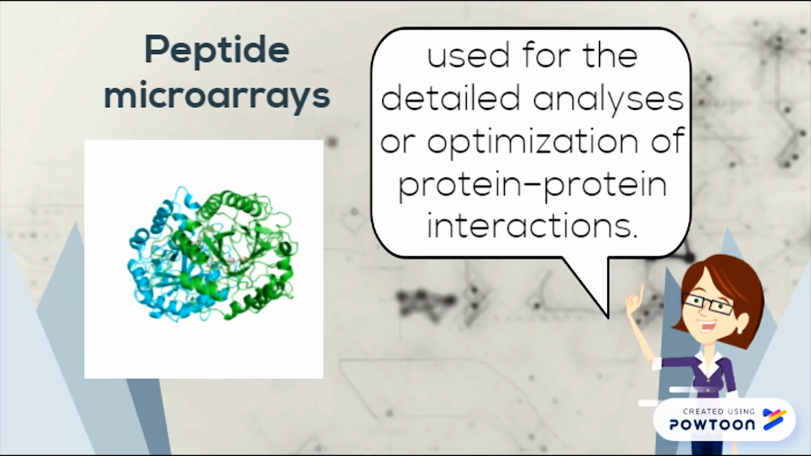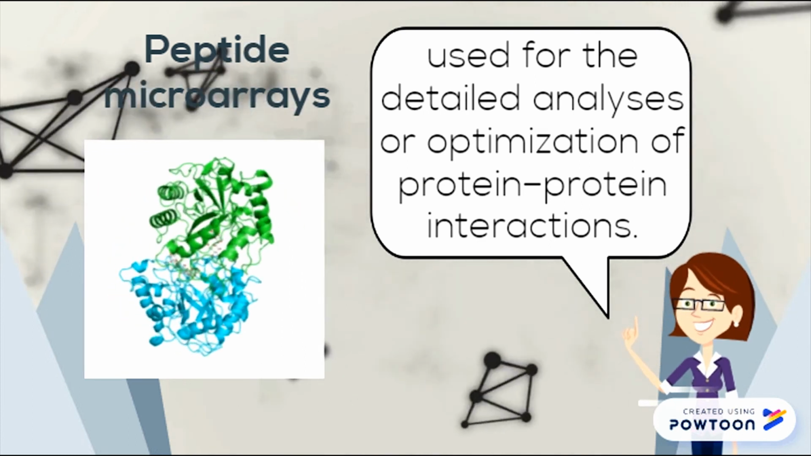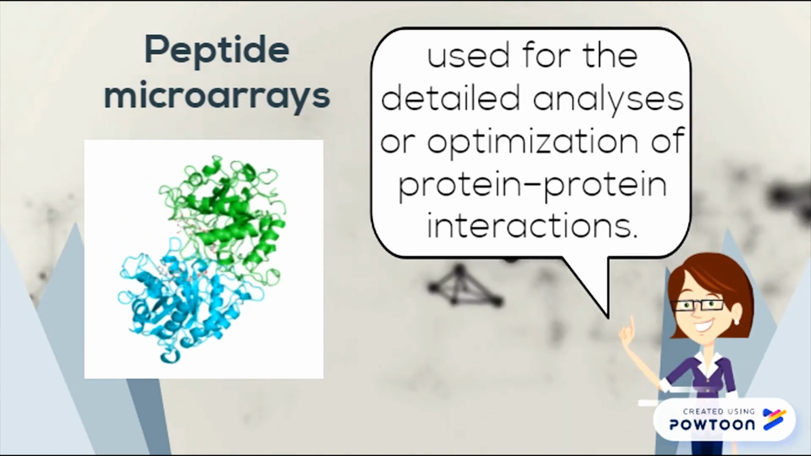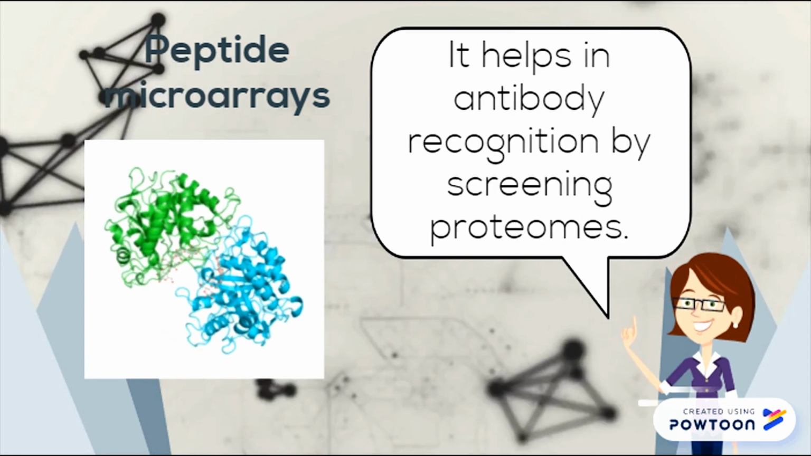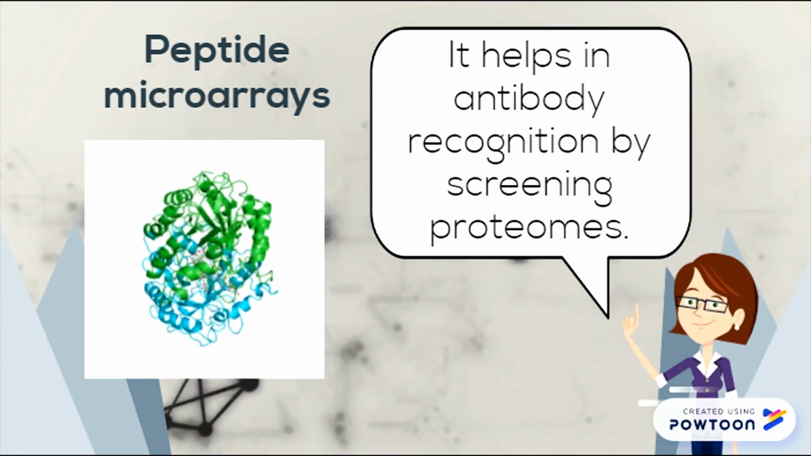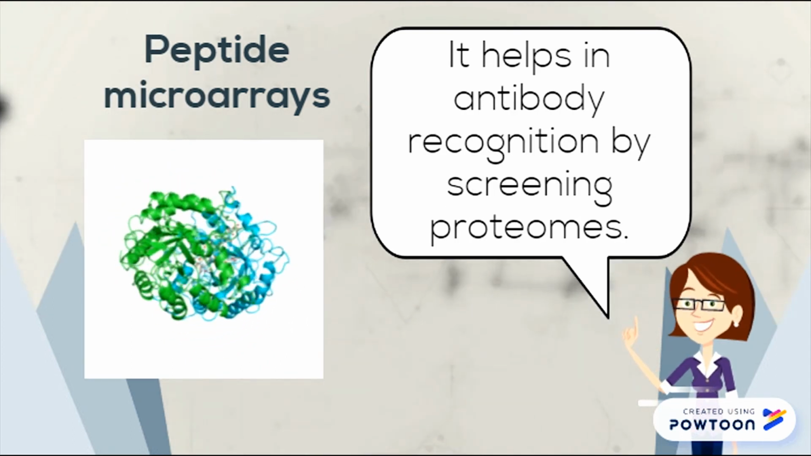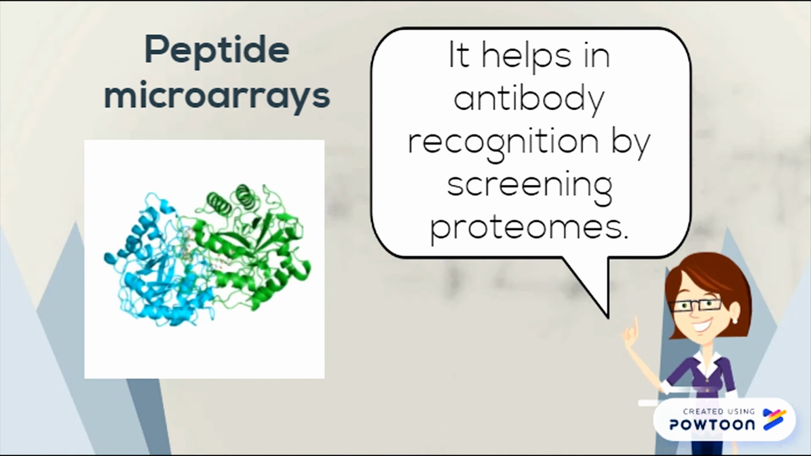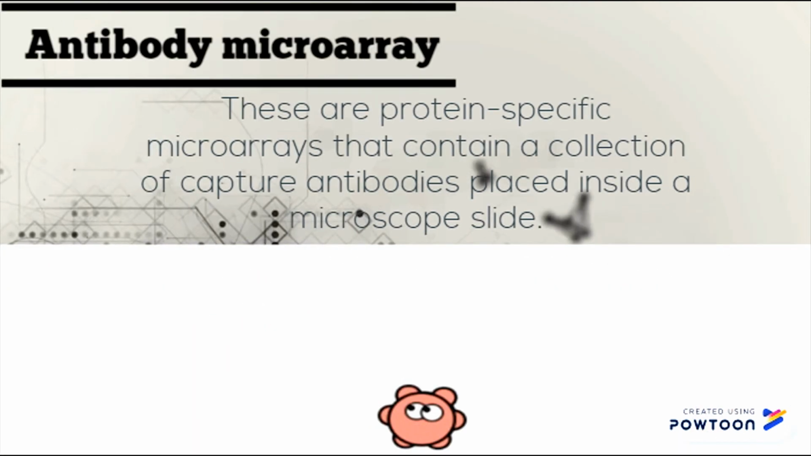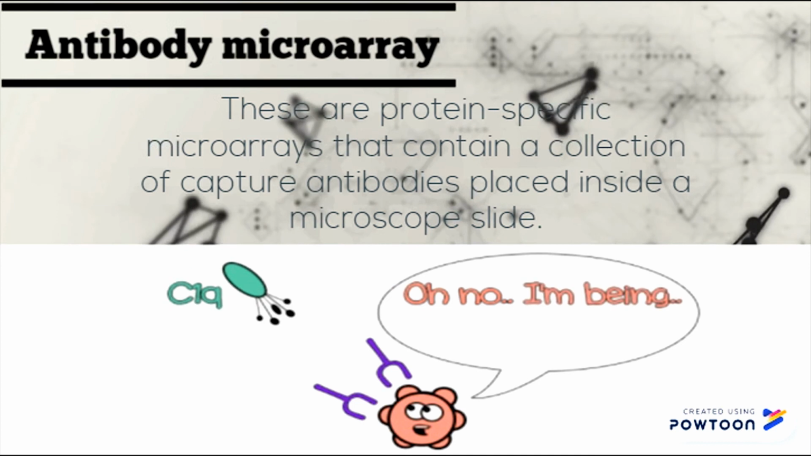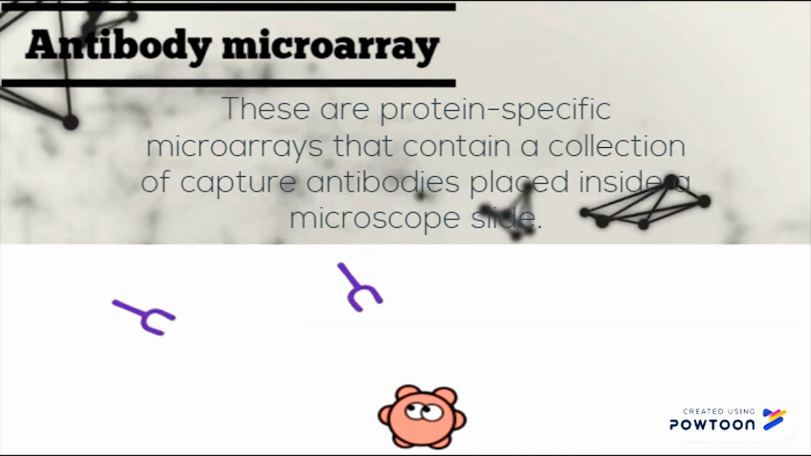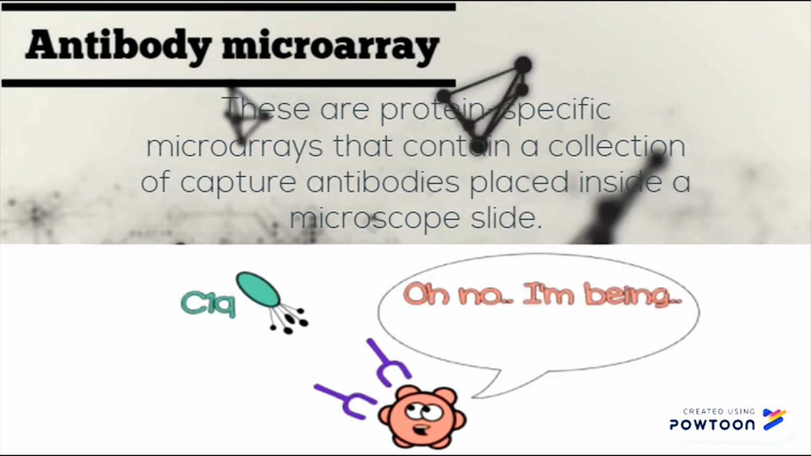Peptide microarrays are used for the detailed analysis or optimization of protein-protein interactions. It helps in antibody recognition by screening proteomes. Next, antibody microarrays are protein-specific microarrays that contain a collection of antibodies placed on a microscope slide to detect antigens.